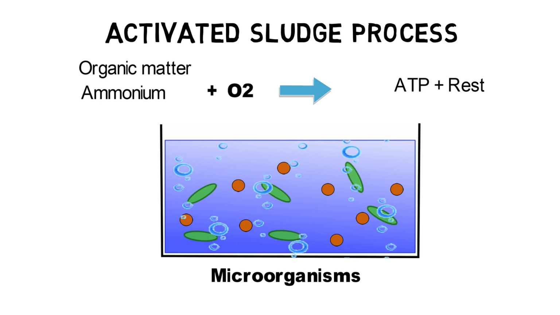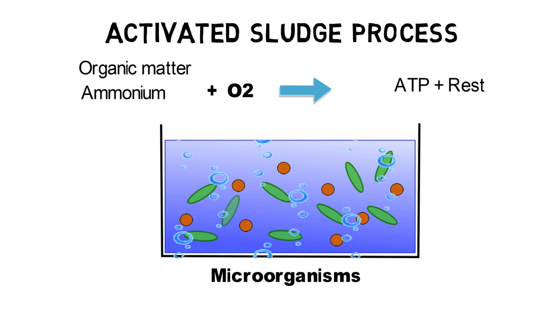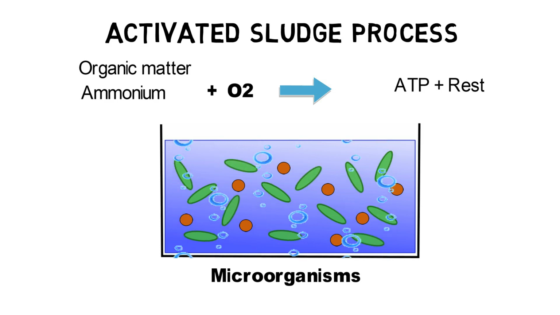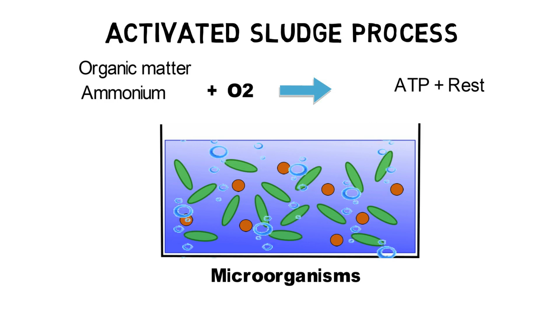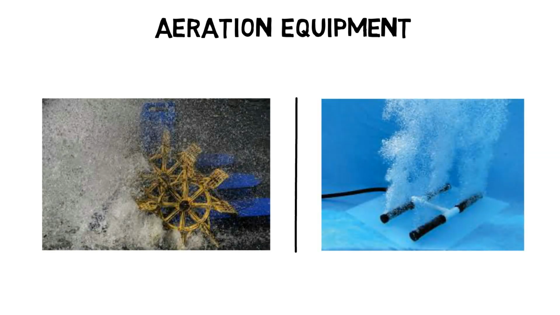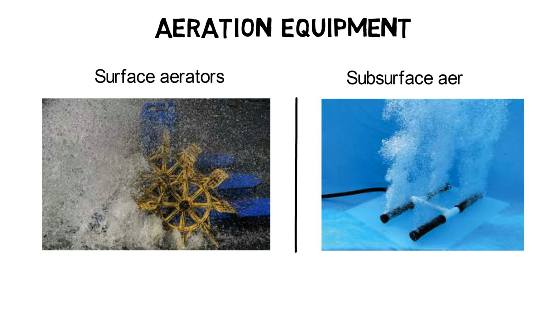Consequently, the more oxygen is available, the higher the number of microorganisms, and the better the treatment efficiency of the activated sludge process. Wastewater equipment manufacturers therefore develop different products for additional oxygen supply. Most commonly used are surface aerators and subsurface aeration equipment.